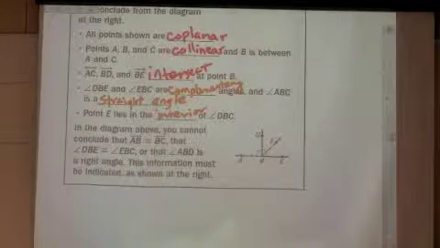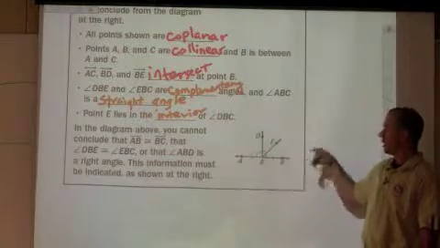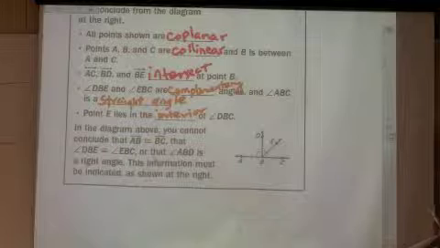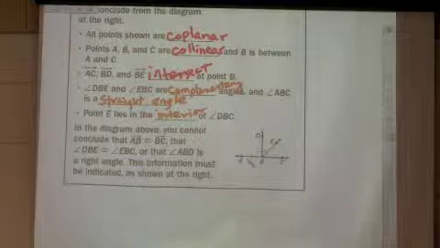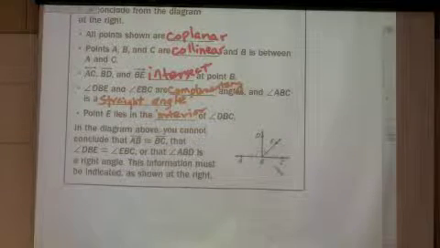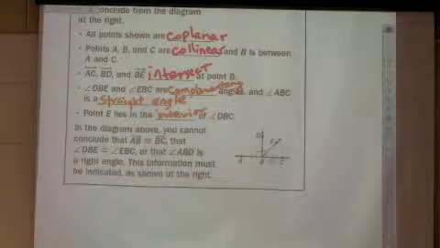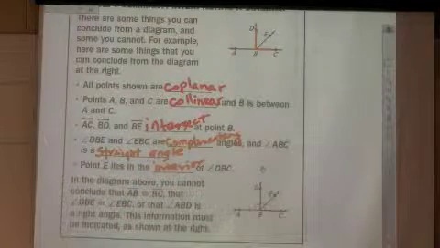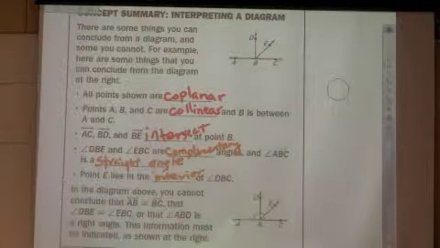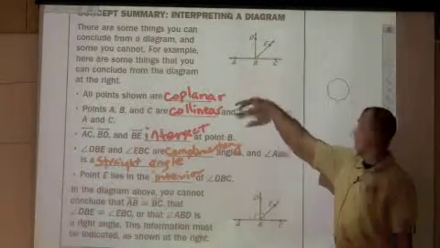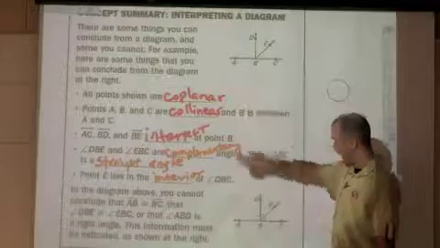Okay. Now, you might get fooled, but in the diagram above, you cannot conclude that AB is, what does this little symbol mean right here? Congruent. You can't say that AB is congruent to BC. You can't say that angle DBE is congruent to EBC, or that ABD is a right angle. They don't say that here. It might look like it, but we can never assume. The only way we can tell if this distance is congruent to this distance is if it's marked with a what? A little line like that.